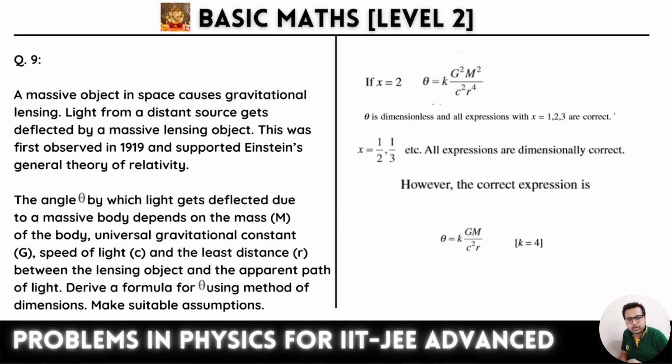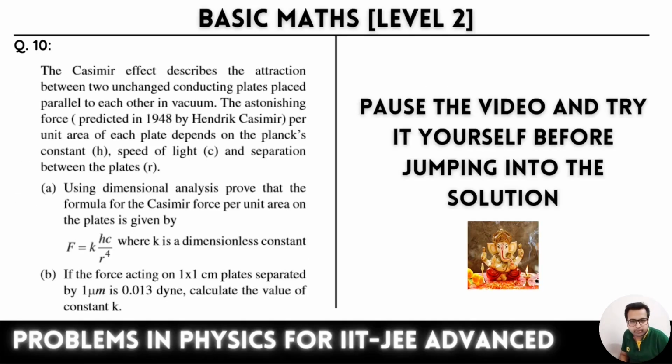So now let's jump into the next problem. That is problem number 10. The Casimir effect describes the attraction between two uncharged conducting plates placed parallel to each other in vacuum. So we have two conducting plates, placed parallel to each other. When we place the plates, there is a special type of attraction between the two plates. That attraction is called the Casimir effect.